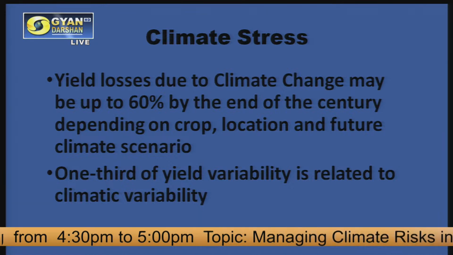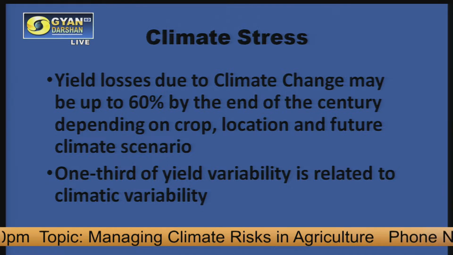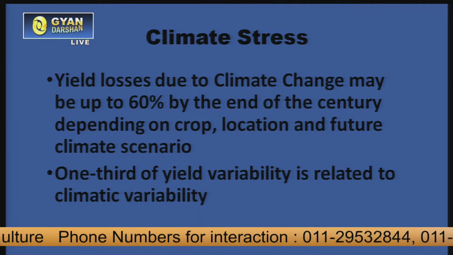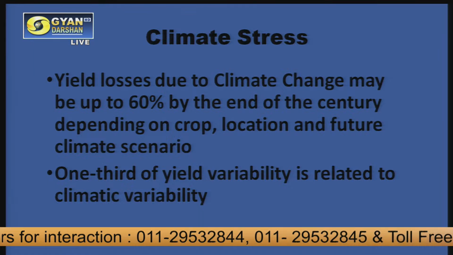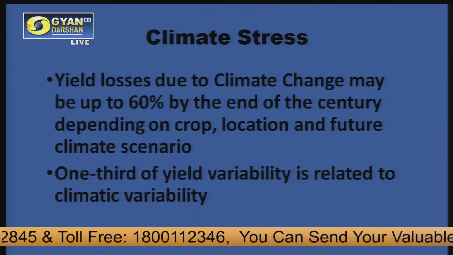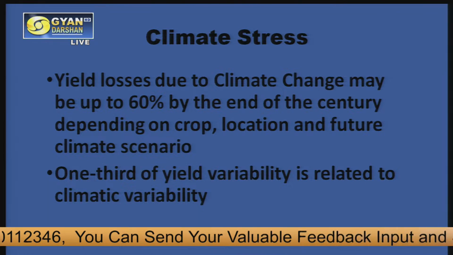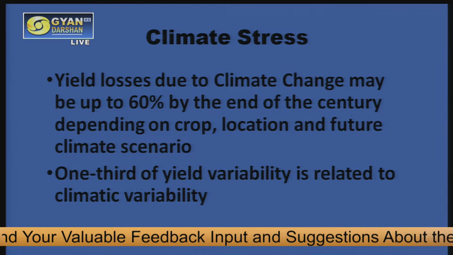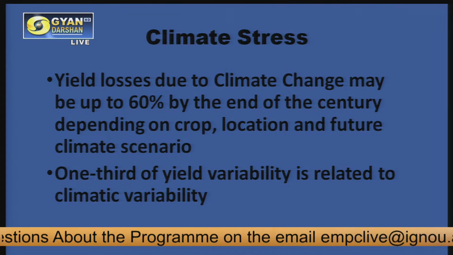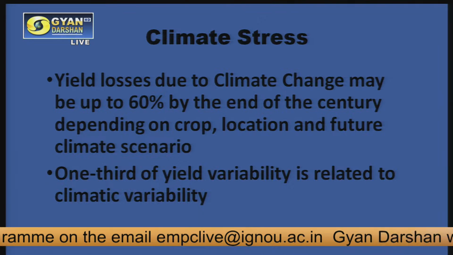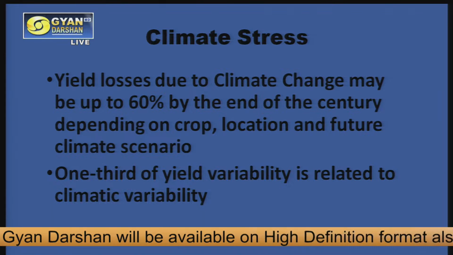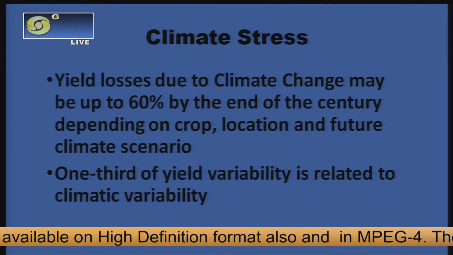When you talk about the production aspect, the most important thing is the yield losses because of climate change. What has been predicted is that by the end of this century, almost a 60% reduction in yield is anticipated. Nevertheless, it will depend on the crop, the location or geographical settings, and the climate change scenarios. However, it has been proved that one-third of the yield variability that we experience in any crop is attributed to climate variability. So it's a very significant component, this climate change. That is the reason why the topic is gaining importance, and at the same time we are taking all the pragmatic steps to manage the climate risks.